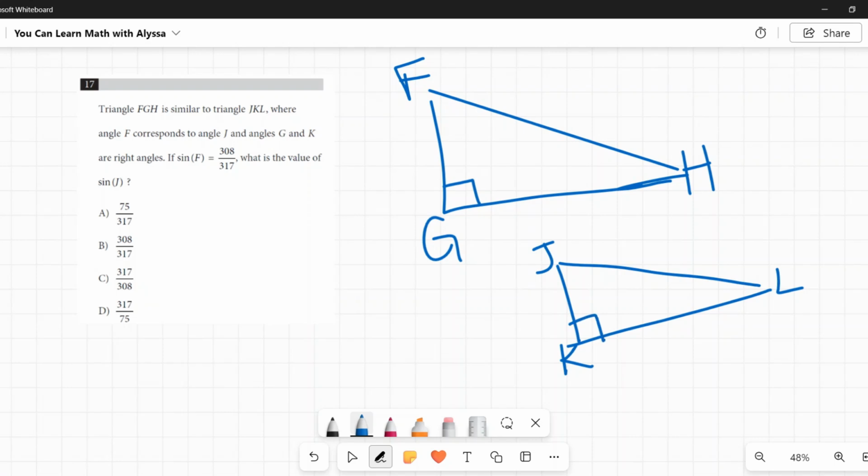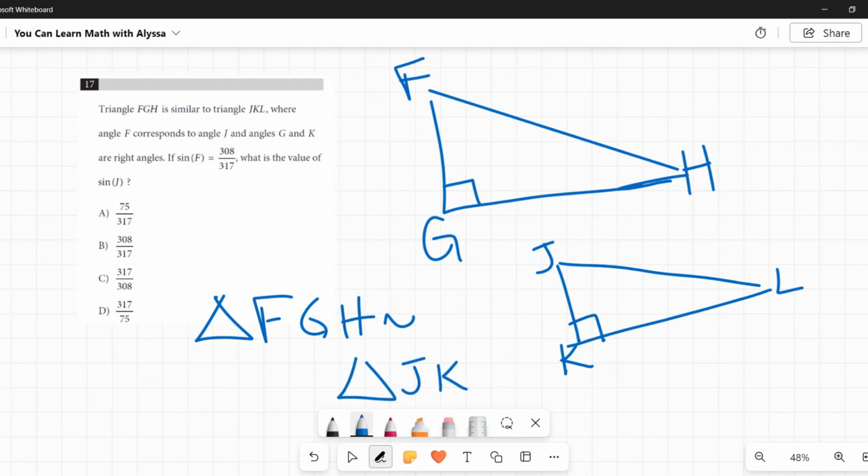And so JKL, and K is a right angle. Now, normally when they say things like triangle FGH is similar to triangle JKL, when you see that written out, that means the corresponding angles correspond. And when I say corresponding angles as they're listed, the corresponding points, those are showing the proportions here. So F corresponds to J, G corresponds to K, H corresponds to L. That's always the way it's done with similar figures.